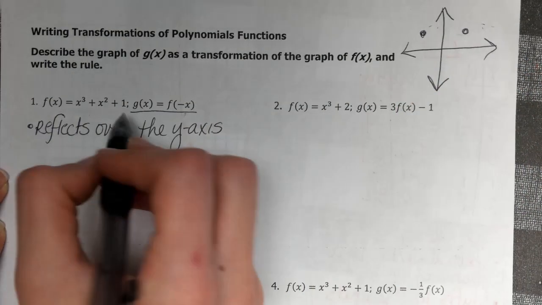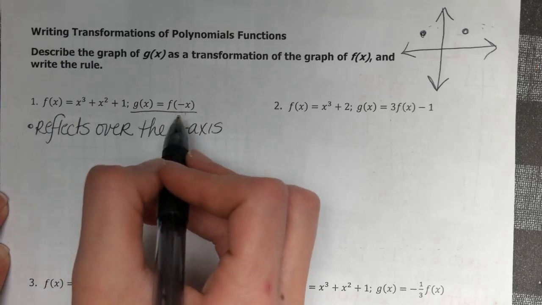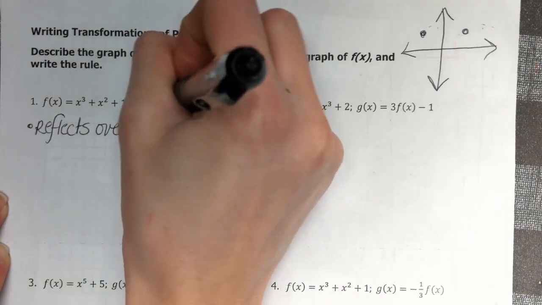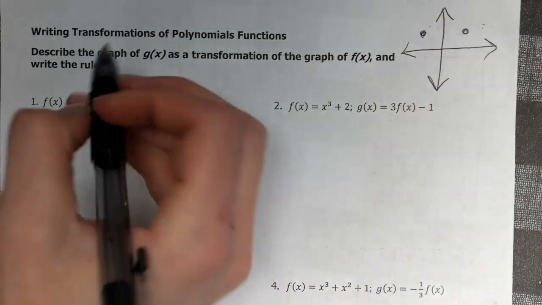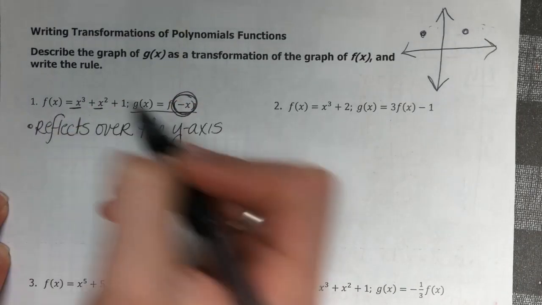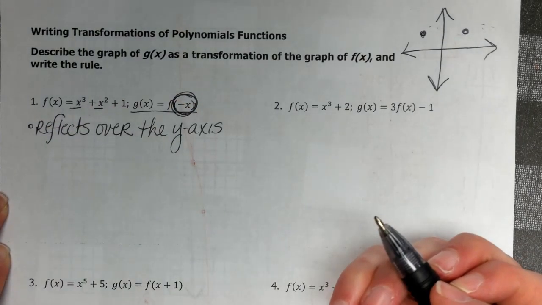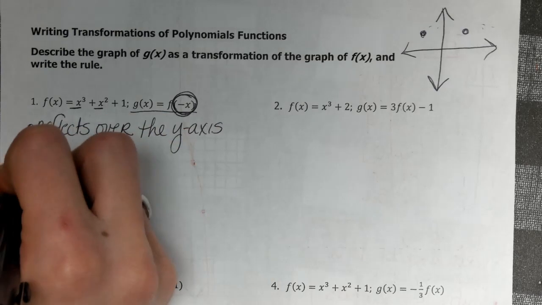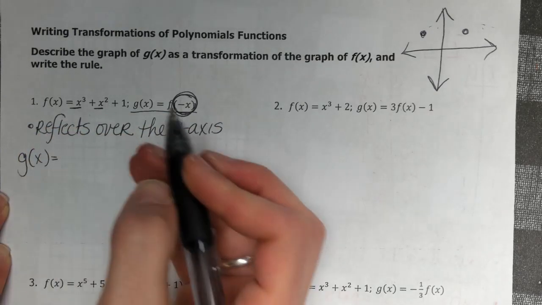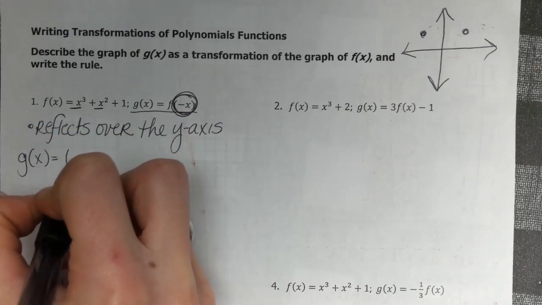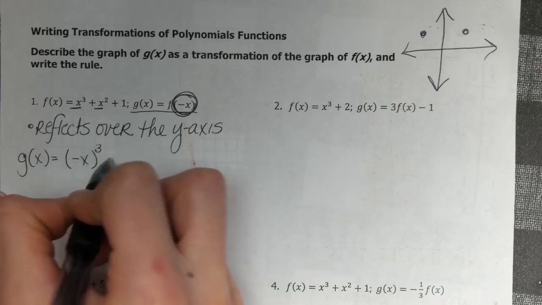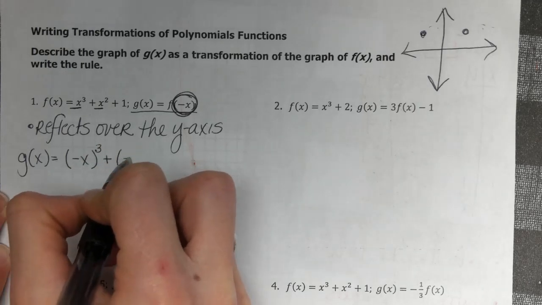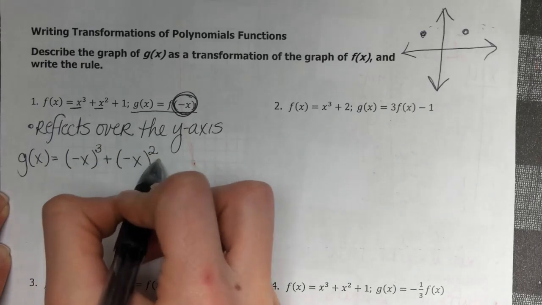Okay? Now I need to come up with my new function. So this f of negative x tells me everywhere there is an x, I'm replacing it with negative x. Okay, so g of x will equal, replace x with negative x cubed, plus replace x with negative x squared, plus 1.